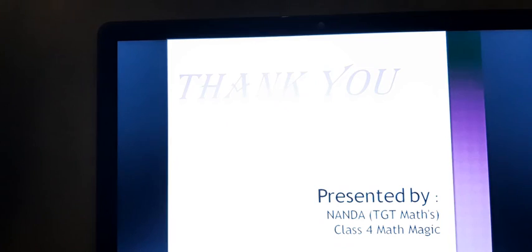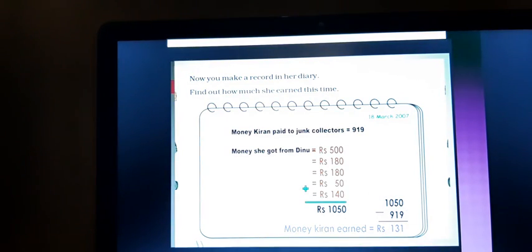28 coins of rupees 5. Those 28 coins were there, so you have to multiply 28 into 5. So you will get 140. Now add all this in that diary. You have to do it in this textbook only. That you have to do in the textbook.